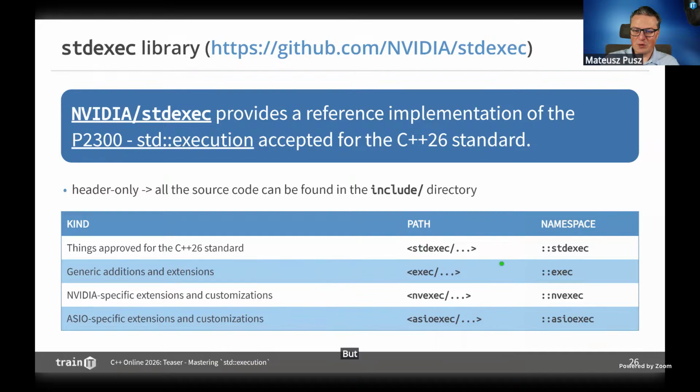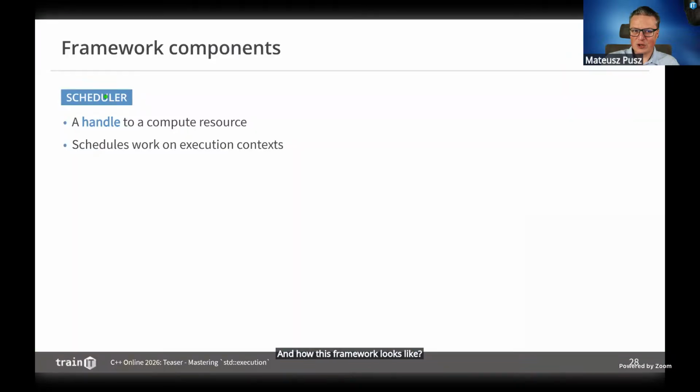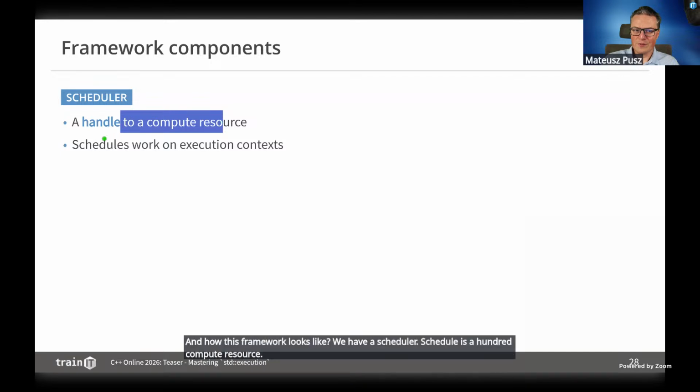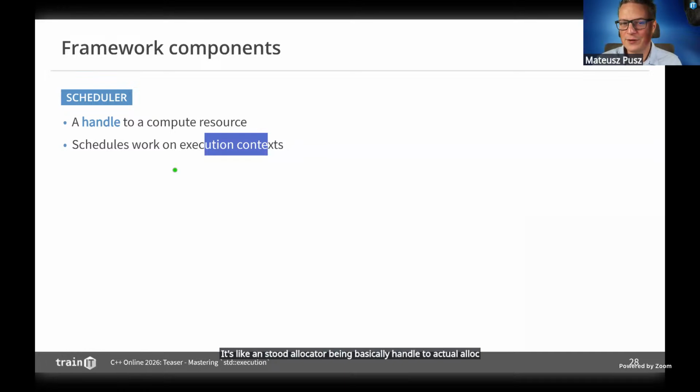But during the training, we are going to deal with those. And how does this framework look? We have a scheduler. A scheduler is a handle to a compute resource. Schedulers work on an execution context. An execution context may be heavy. A scheduler is meant to be lightweight, right? It's like a std allocator being basically a handle to an actual allocator, right? So this is similar.